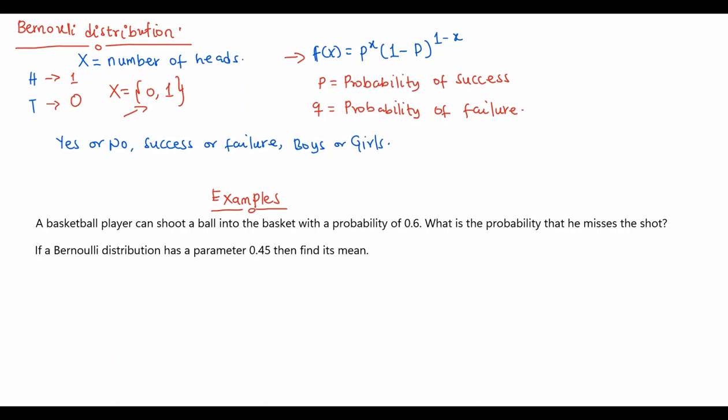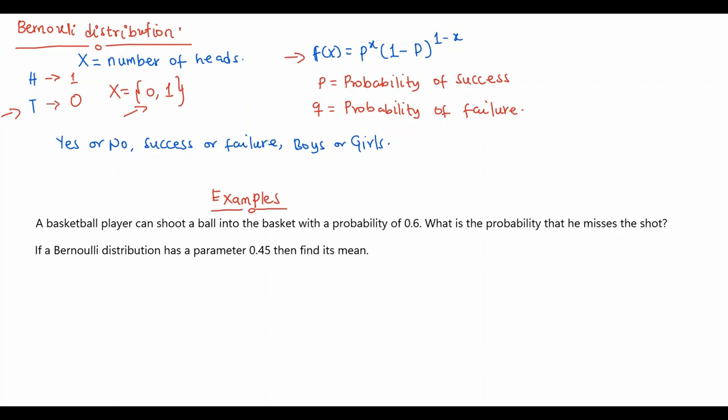From this example where we tossed a coin, you know that the probability of getting a head, which is success, is going to be what? 1 over 2, right? So in this case, our p will be equal to what?